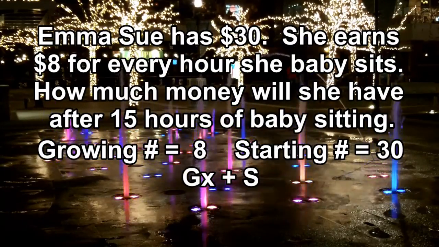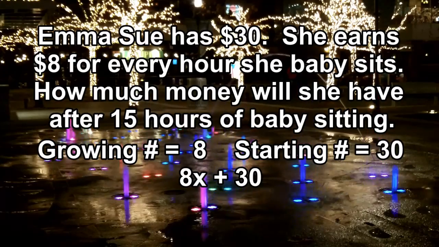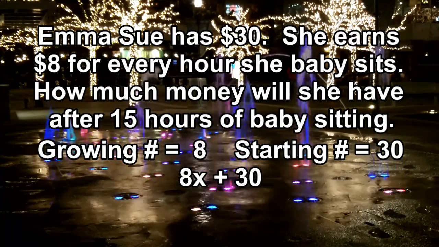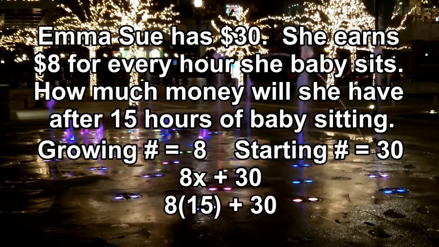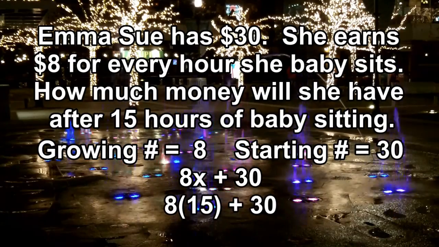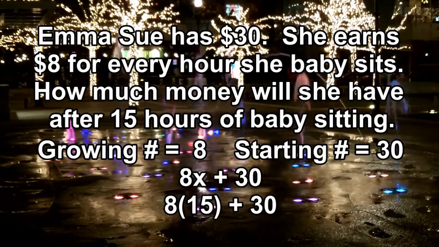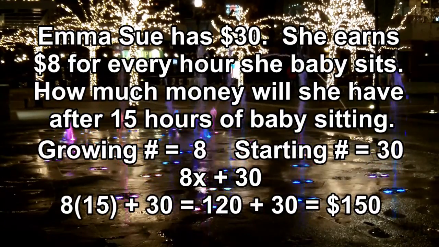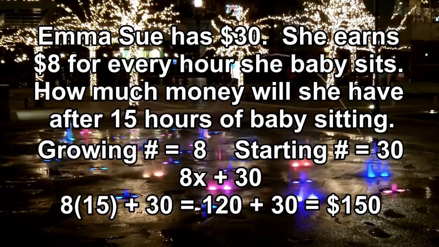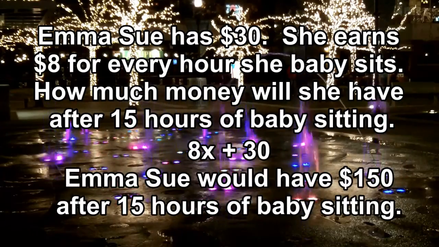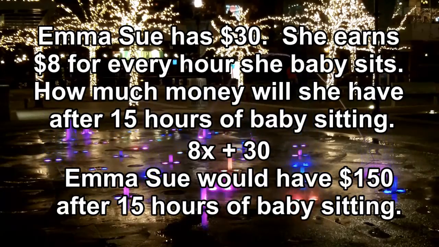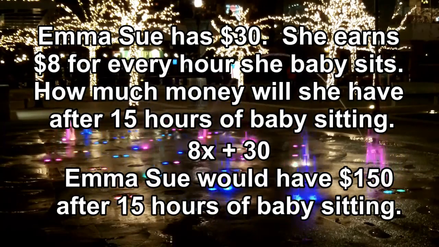Now that we know that the growing number is 8 and the starting number is 30, we can replace G and S in Gx+S. That would give us an expression of 8x plus 30. Since we want to know how much she makes after 15 hours, we'll replace x with 15. 8 times 15 plus 30 would be 120 plus 30, which would equal $150. So after 15 hours of babysitting, Emma Sue would have $150.